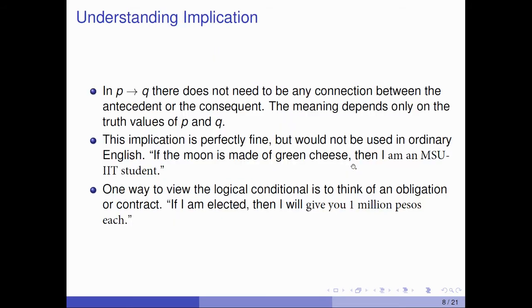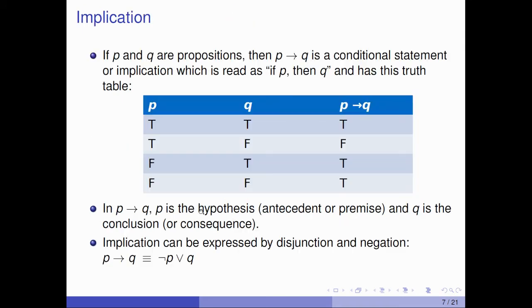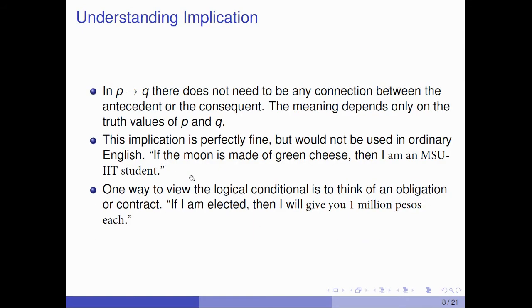False implies true. First, I was not elected, so you have here false. I did not win. Maybe you guys did not vote for me. But then I still gave you 1 million pesos each. So you are still happy in this scenario because I still gave you 1 million pesos. None of you will be mad at me because though I did not win, I still gave you 1 million pesos.